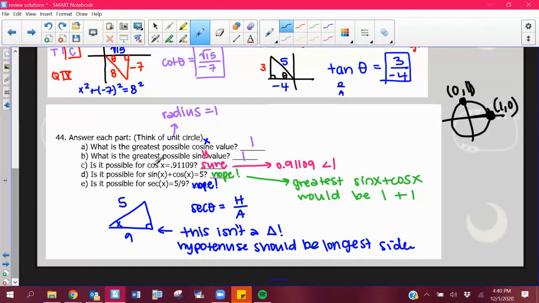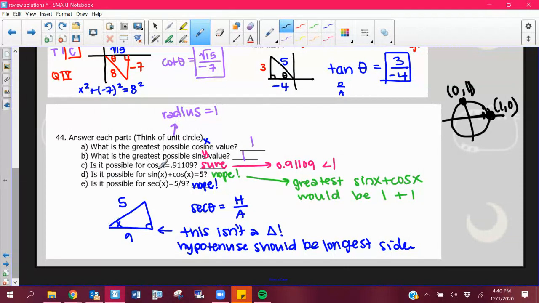So they ask, is it possible for cosine of an angle to be equal to 0.910, blah, blah, blah? Well, sure. That value is less than 1. Why not? It could totally equal that. That cosine value, again, would be over here somewhere. It's not a pretty value on my unit circle, but hey, cool.